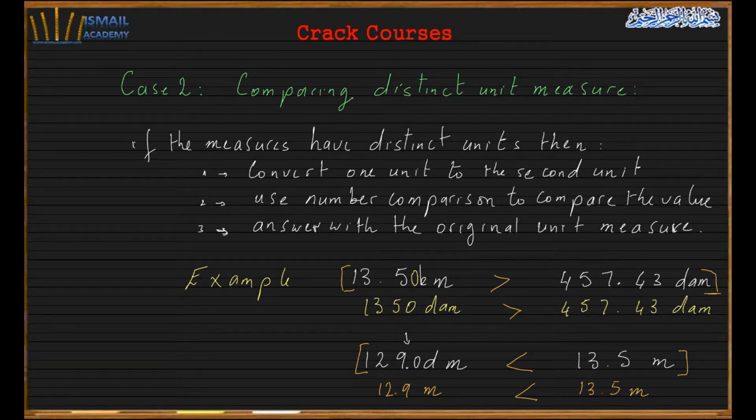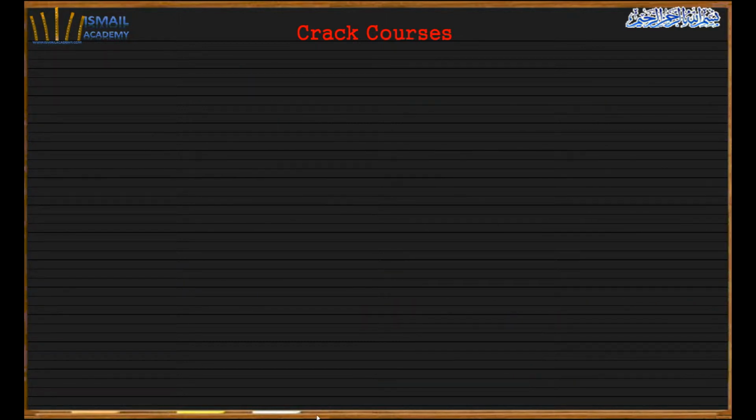Now we are going to talk about how to order metric measure. So again, we're going to do it in two cases. So we're going to talk about case 1 when we order same unit measure, and case 2, when the unit measures are distinct. So we're going to talk about case 1 ordering first. Let's write it down here. Ordering metric measure.